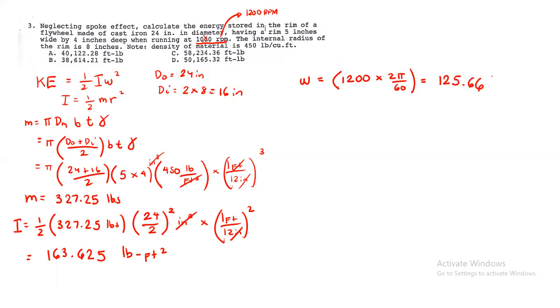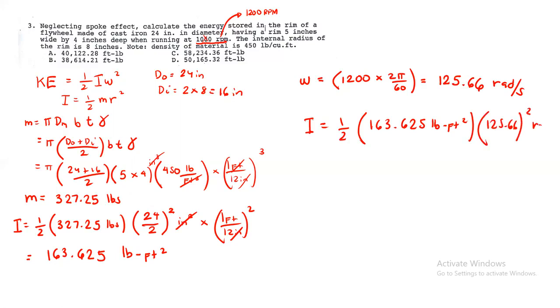125.66 radians per second. So, substitute natin sa I. So, I is equals to 1/2 times I, 163.625 pounds to foot squared times W natin, 125.66 squared. So, magiging radians per second squared. So, pounds to foot squared per second squared, i-divide pa natin yan ng G na 32.2 para ma-convert yung pounds of mass to foot per second squared per pounds of force.